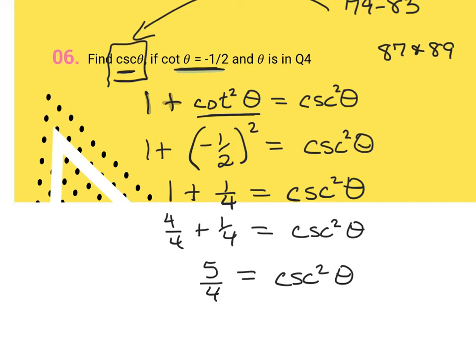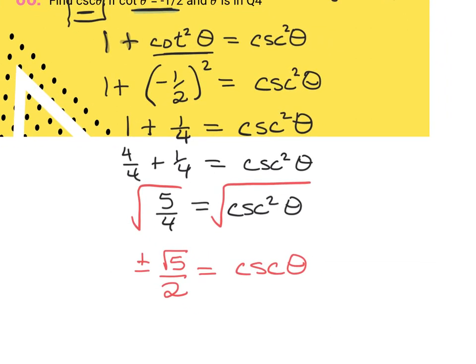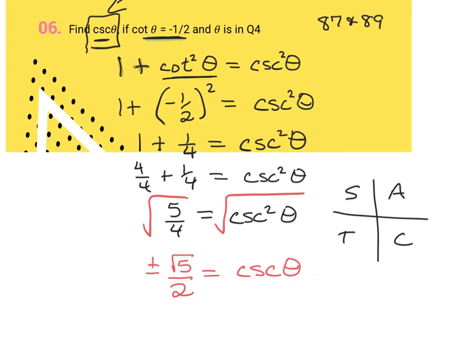So to get just cosecant, I need to square root both sides, giving me plus and minus the square root of 5 over 2 equals cosecant theta. Now, here's where I need to use my All Students Take Calculus, because I need to figure out which one I need to keep. I'm not going to keep both plus and minus. This is where I'm going to go back to the beginning of the problem, and they're telling me my answer for theta has to be in quadrant 4.